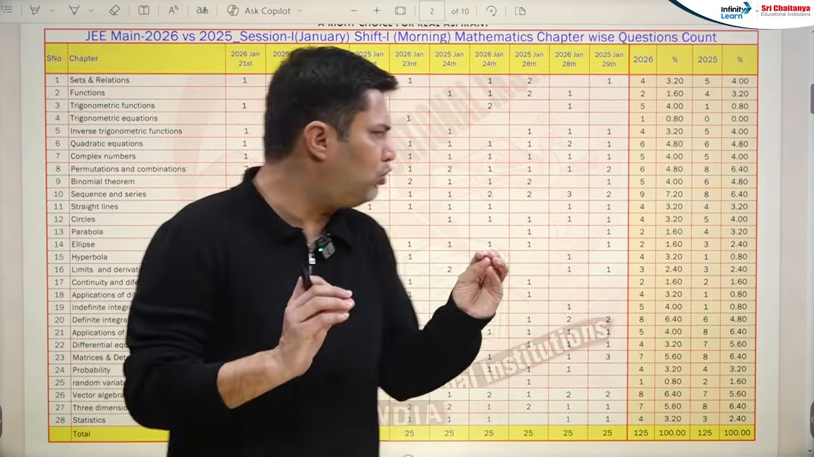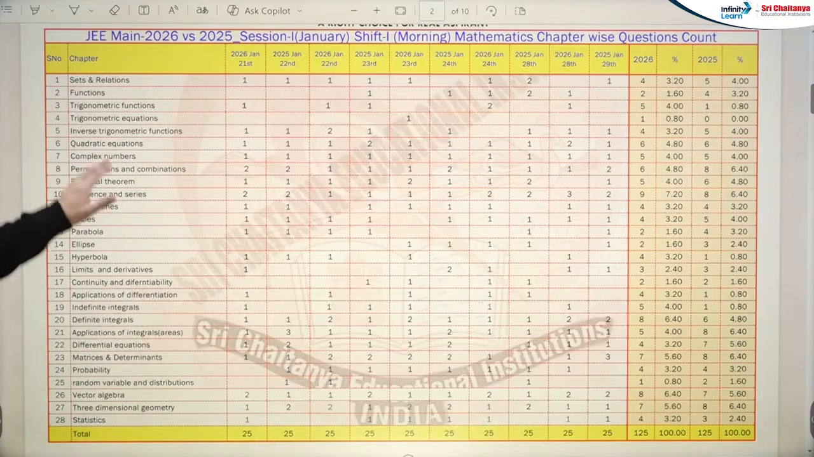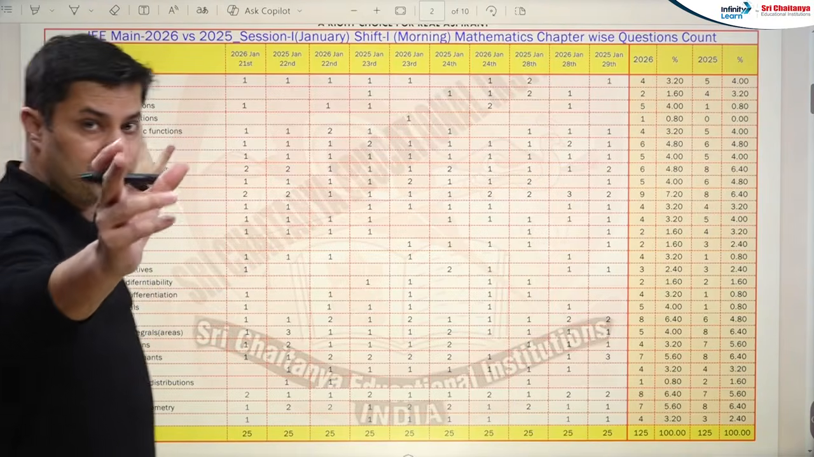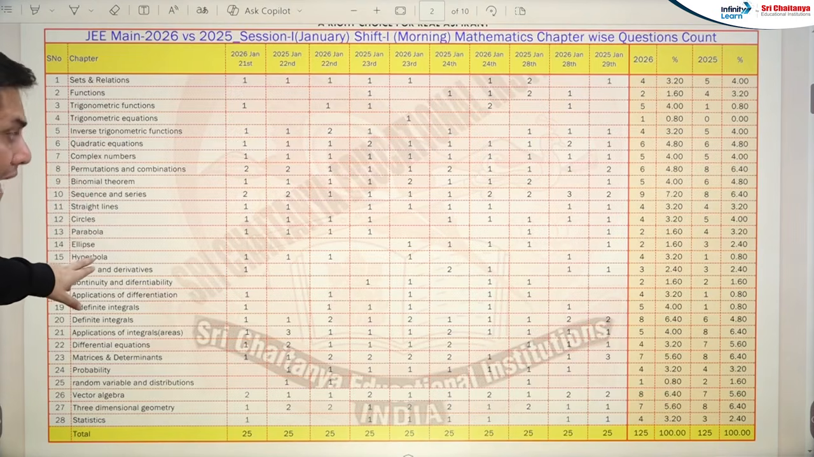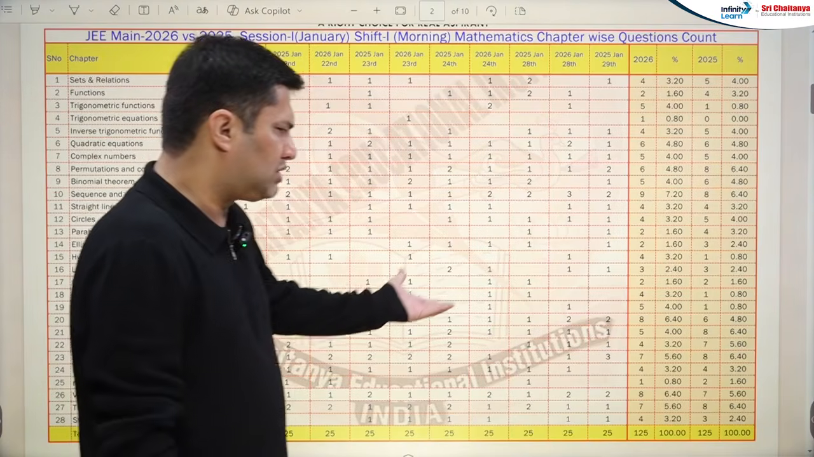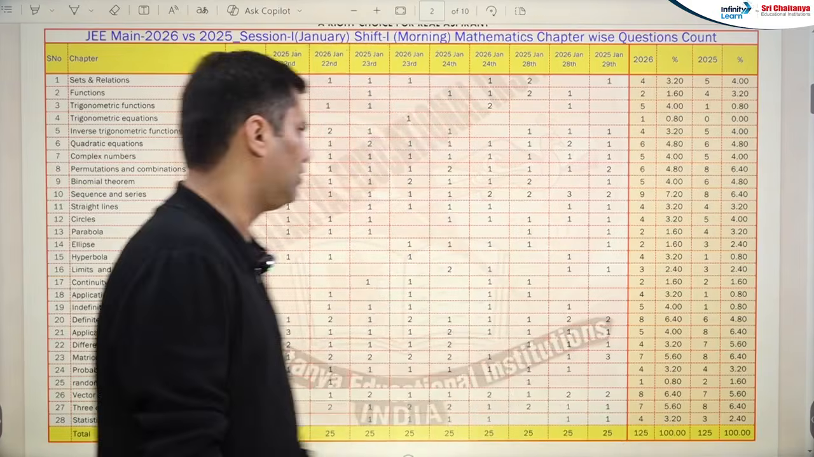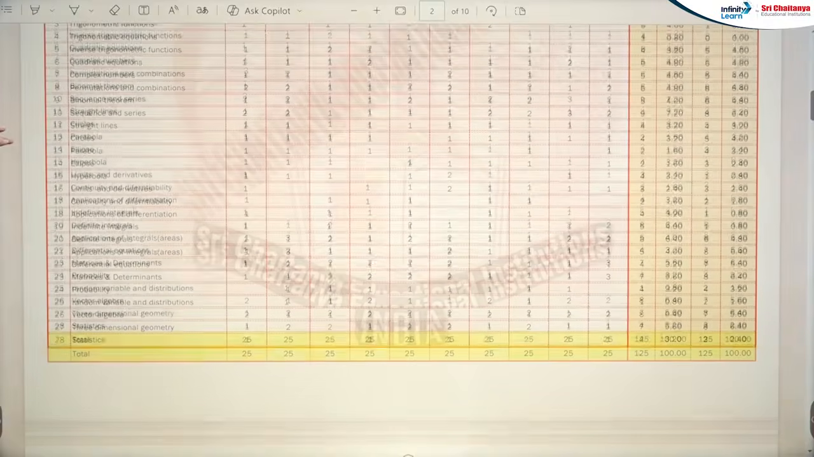So overall, there are a few chapters where we can see a change, and the chapter is trigonometry. For the April attempt, this is very important, like trigonometry you need to prepare. Apart from trigonometry, I think the major one is hyperbola. Hyperbola this year has been very, very important. And after this, you can see definite integration with a slight change. Almost all remaining chapters are slightly the same. This was about the January attempt between both the years, but shift 1 only.